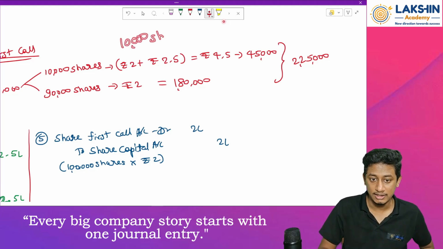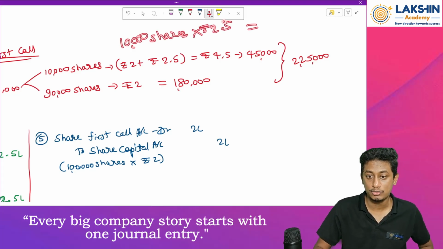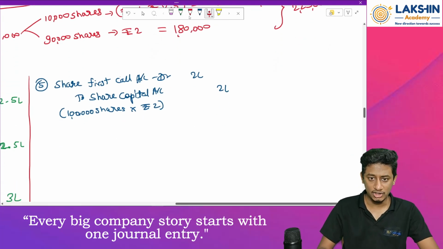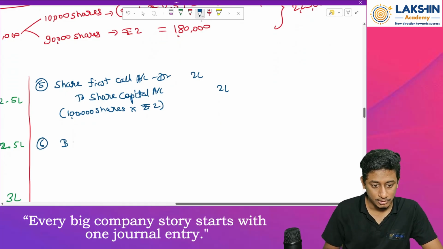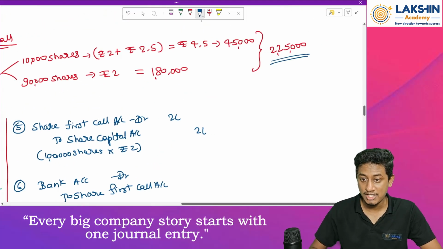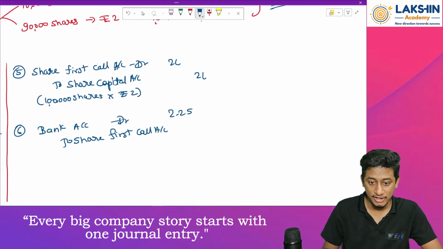How will you compute this? 10,000 shares into the value of final call, this is 2.5 rupees. So that will be rupees 25,000. Clear? Okay. Now pass the entry. So the sixth one. Bank account debited to share first call, because I need to clear the entry for the first call. How much is received in the bank account as per my computation? Rupees 2.25 lakhs. But how much was supposed to be cleared on first call? Only rupees 2 lakh.